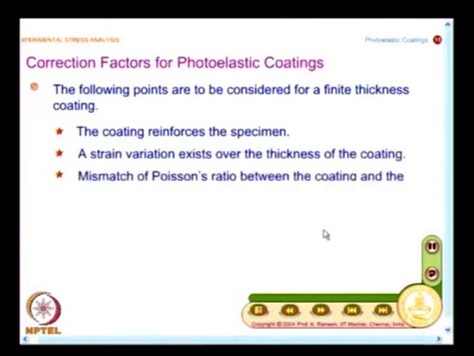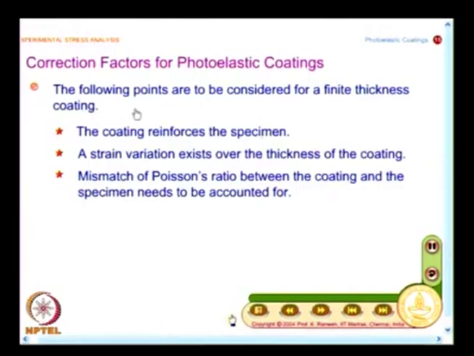And I said the moment I talk about photoelastic coatings, the discussion is complete only when we talk about the correction factors. And the first consideration is the coating reinforces the specimen. And why do we have to look at this? We are having a finite thickness coating.